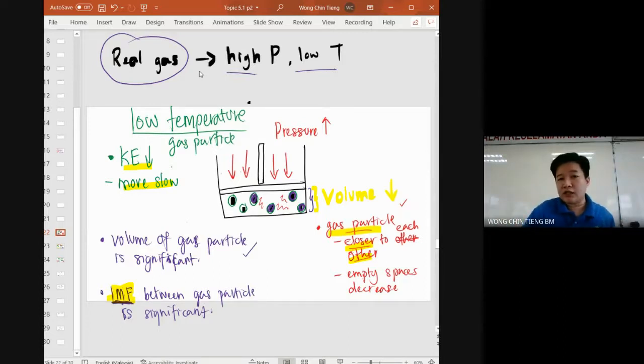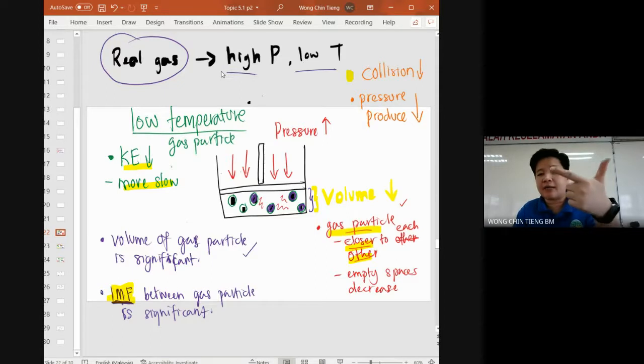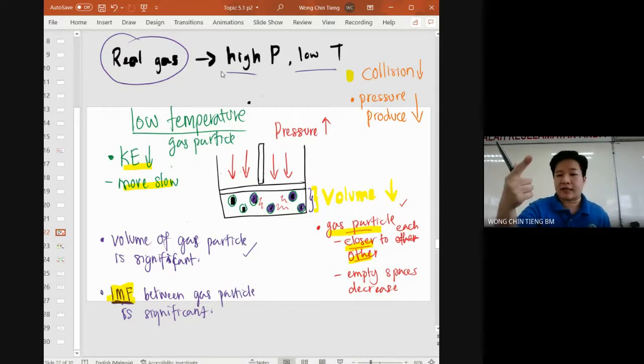What happened to the collision? Collision akan kurang. Collision will decrease sebab pergerakan kamu terbatas. Your movement is under control. When your movement is under control, you won't collide. You will collide. You will definitely collide. But the collision decrease. Okay? And when the collision decrease, what happened to the pressure produced? The pressure produced will also decrease. We agree on the higher the collision, the higher the pressure. So the lower the collision, the lower the pressure. Directly proportional. Lagi banyak berlanggar, lagi banyak tekanan. Lagi kurang berlanggar, lagi kurang tekanan. Setuju?